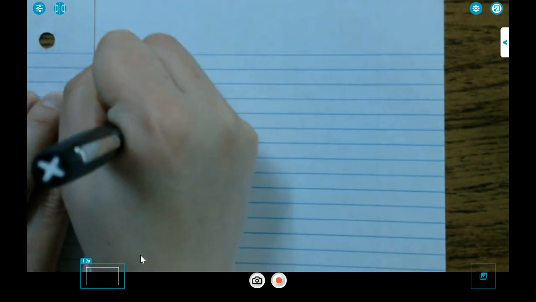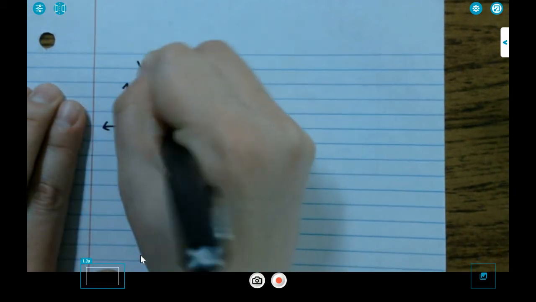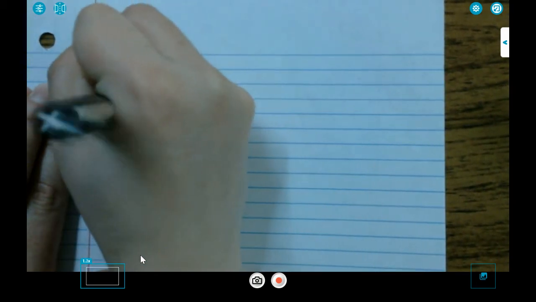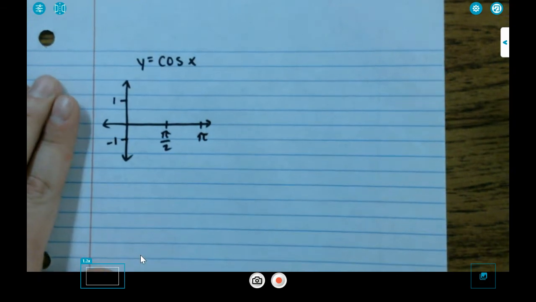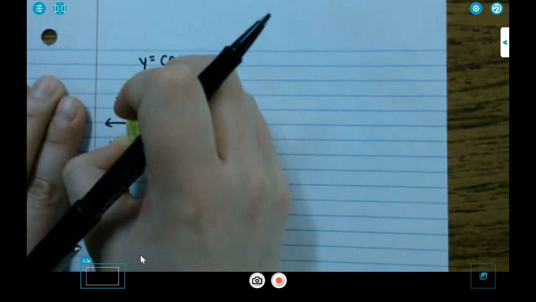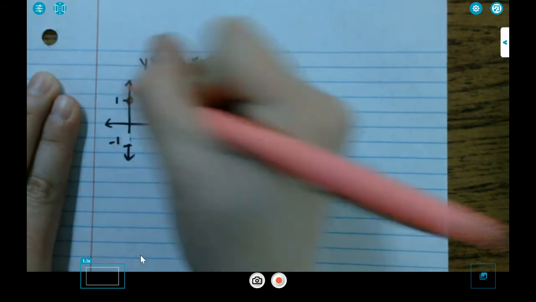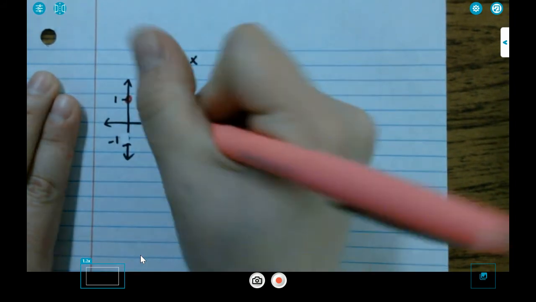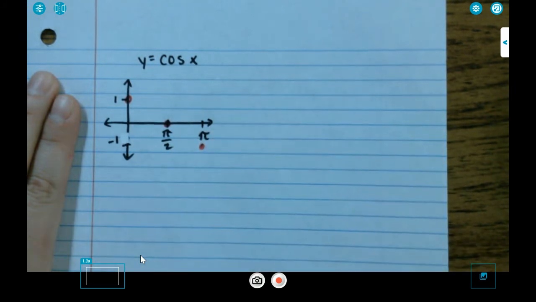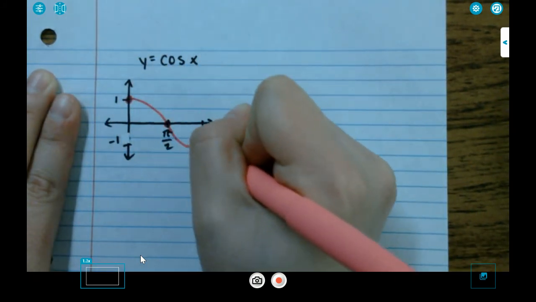So for my graph, I'm going to go from 0 to pi. This is going to be 1. This is going to be negative 1. The reason why is because cosine of 0 is positive 1. And then cosine of pi over 2 is 0. Cosine of pi is negative 1. And so this will curve this direction. So this is just this little chunk of a cosine curve.